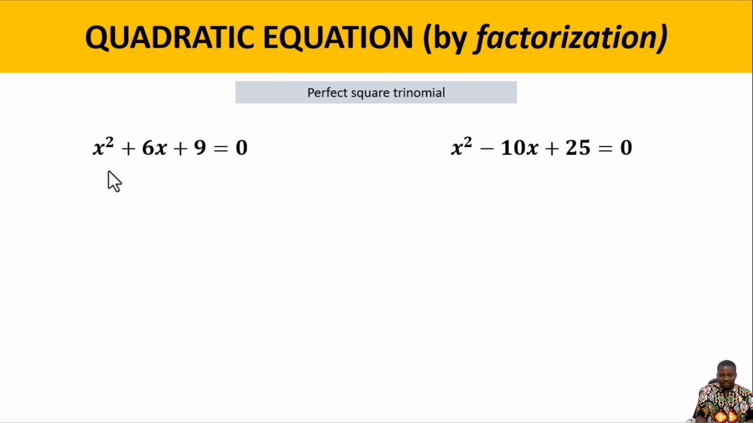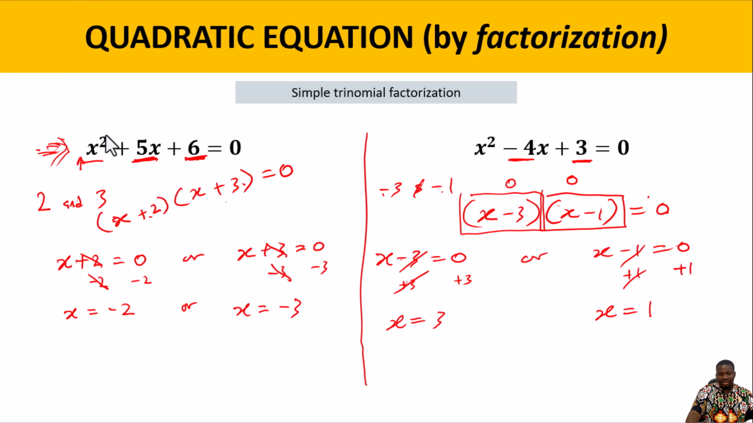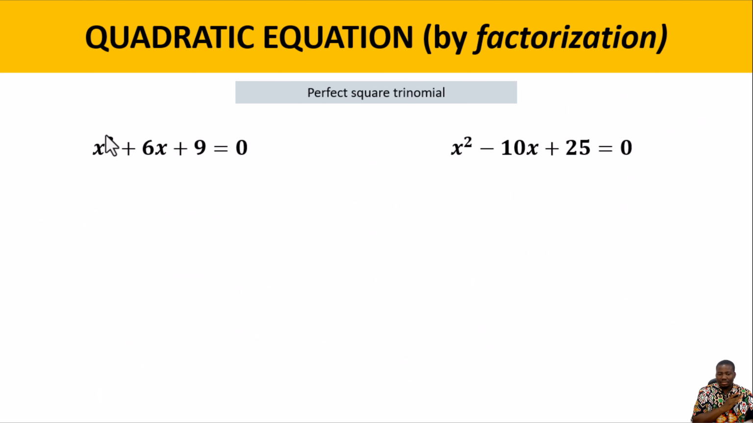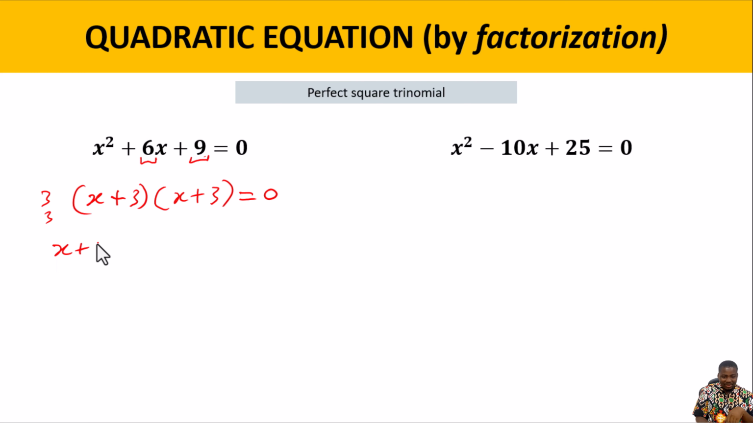So here, this is the same method as this method, simple trinomial factorization. The only difference is that this is a perfect square, right? Because if you look at this, it is 9 and this is 6, which if you take two numbers that you can multiply together to get 9 and add together to get 6, that is 3 and 3, right? So you can easily just say x plus 3, x plus 3 equals 0. So in this case, it's either x plus 3 equals 0 or x plus 3 equals 0.